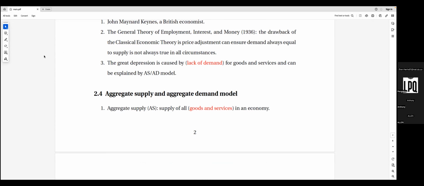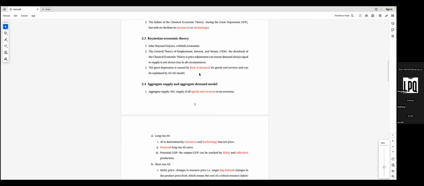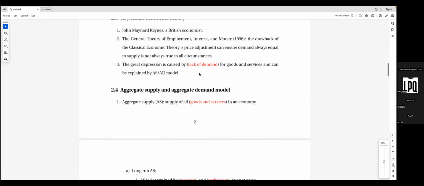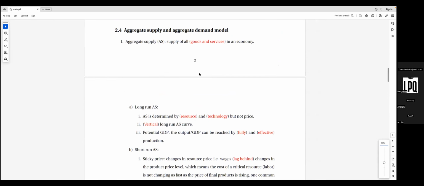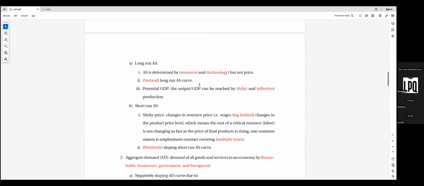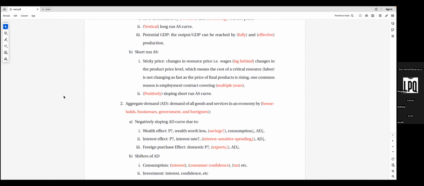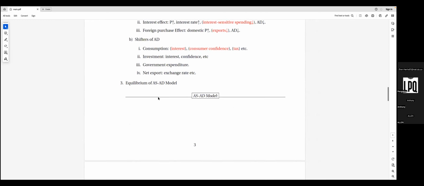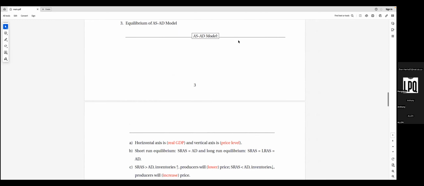So as I mentioned, you do savings. You don't spend all your income currently. You save part of your current income for the future. But to better understand what the Keynesian theory is, we build something called the AS-AD model.